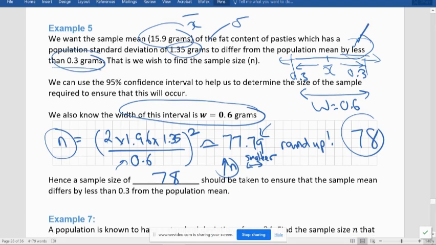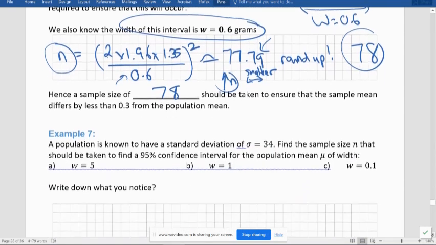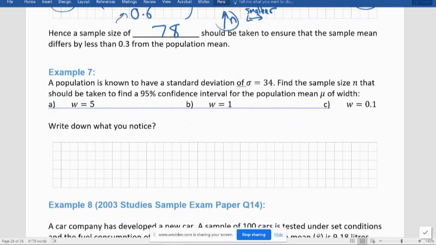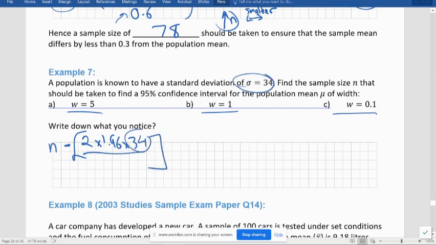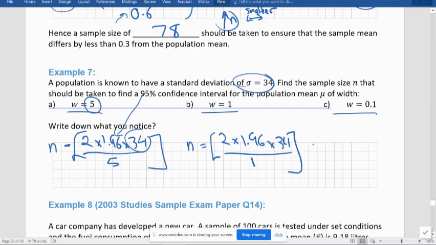All right, some other things to talk about is the width, and it's quite interesting, okay? If you change the width, what happens? So what we're going to do is just use that n formula, and if you just repeat this, we've got a standard deviation of 34, so I'm just going to put that there. These are 95% confidence intervals, so they're 1.96, and we change the width each time, so we've got 5. So if we did it again here, it would be the same, but we're changing the width to be 1. And in this case here, it'll be 2 times 1.96 times 34 over 0.1.